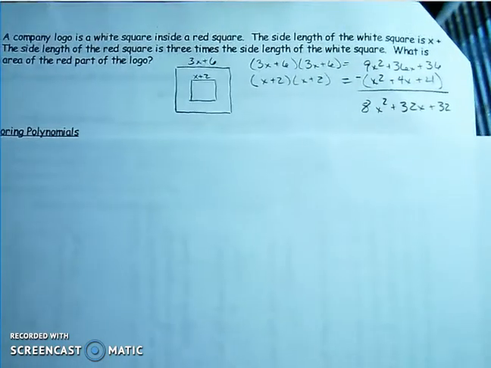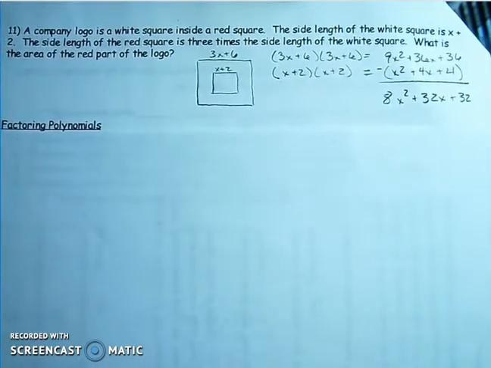Alright, number 11, says a company's logo is a white square inside of a red square. The length of the white square is x plus 2. The length of the red square is 3 times its length. So 3 times x plus 2 would be 3x plus 6 because you have to multiply the 3 to both of them. What is the area of the red part of the logo?